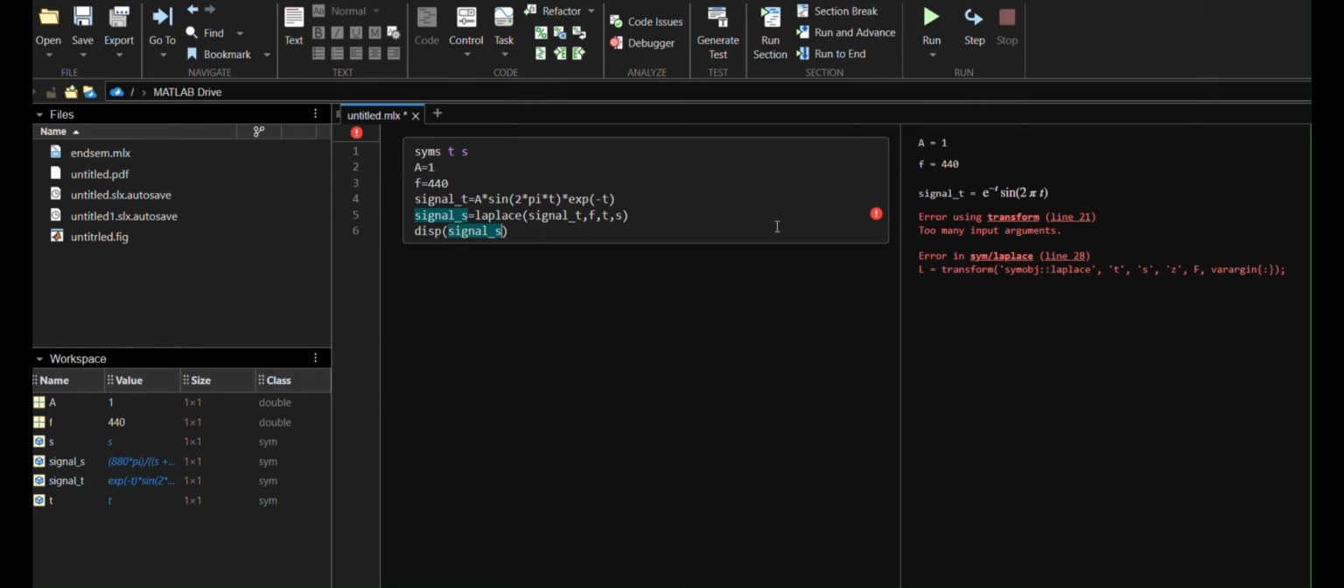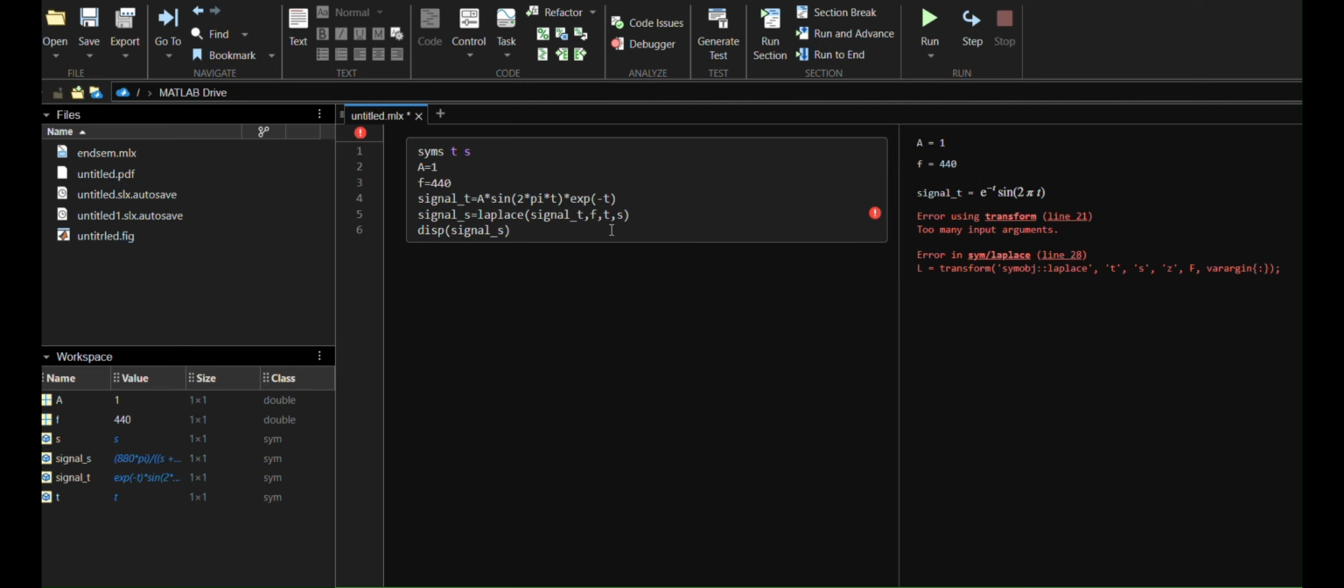Yes, that's it. So now I run this code. Oh, it came out wrong. This is an error. I put the variable wrong. The signal of t, the function of t, has to be converted to x. That's it. So I run this code.